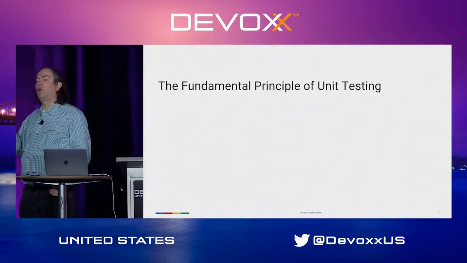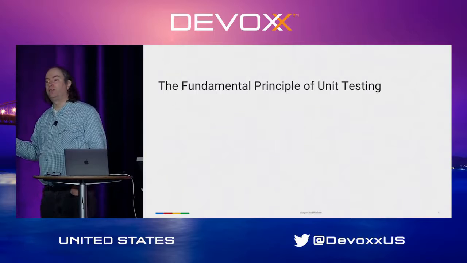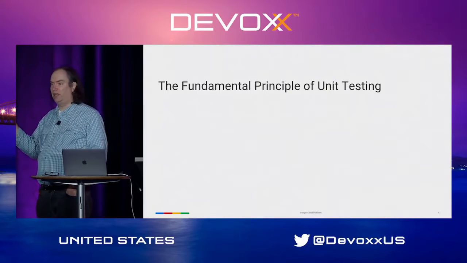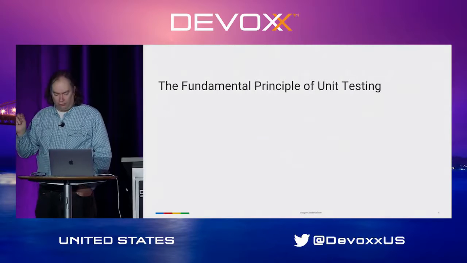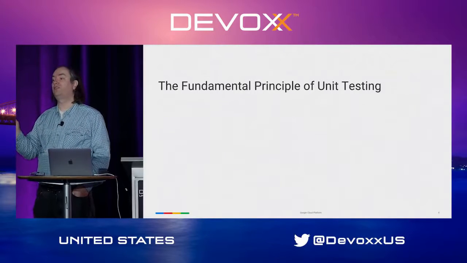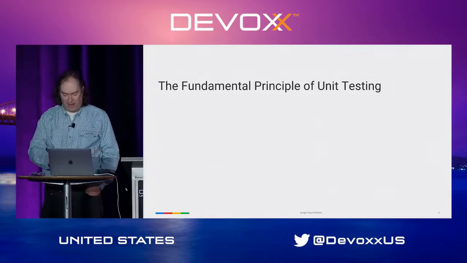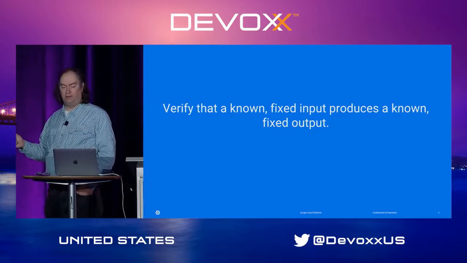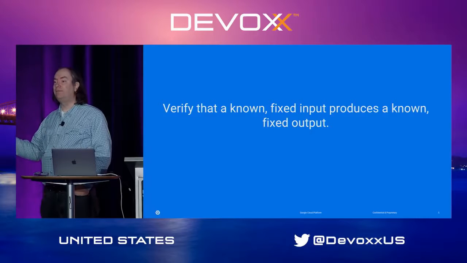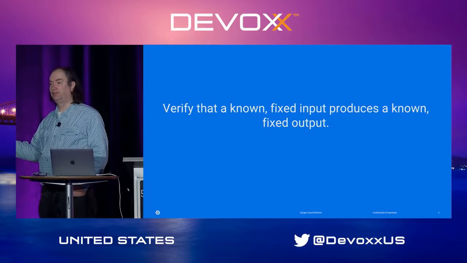Now, I'm going to begin with what I think of as the fundamental principle of unit testing in any language, in any framework. This is something, though, that is often sort of missed. What is a unit test? At its base, it's this. It's a piece of code that verifies that a known fixed input produces a known fixed output.